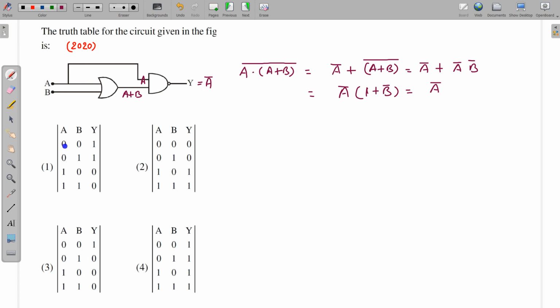So in the first option A is 0, Y is 1, this is 0, this is 1, this is 1, this is 0, this is 1, this is 0. In this one this is 0 and this is again 0, so this is not correct. This is 0 and this is 0, this is not correct because Y is A bar. This is 0, this is 1, this is 0, this is 1, and this is 1, and this is not going to be correct. So the correct option is option number 1.